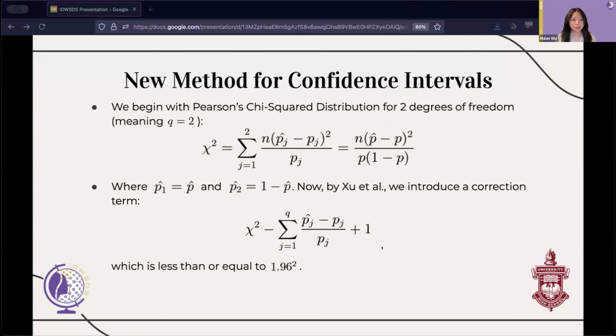For the new method, we'll begin with Pearson's chi-square distribution for 2 degrees of freedom, so Q equals 2 in the sum. By Xu et al., we introduce a new correction term. The entire expression is less than or equal to 1.96 squared for the 95% confidence level. So the expression at the bottom, chi-squared minus the sum plus 1, should be less than or equal to 1.96 squared, and we'll be solving that inequality.